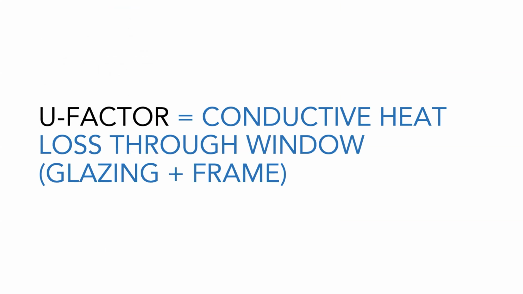So first, there is U factor, and U factor corresponds to how well a window performs to conductance. So U factor equals the conductive heat loss through a window, and this includes both glazing and the frame. Glazing meaning the glass. You want to typically have a lower U factor. The lower, the better. And when you're looking at these numbers, they're typically around 0.25 to 0.4.